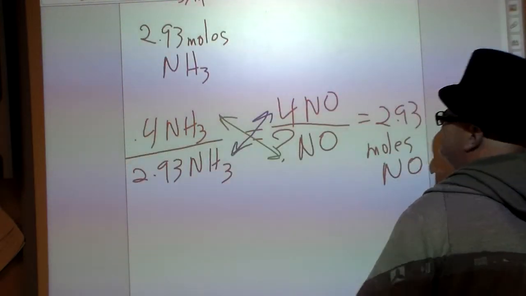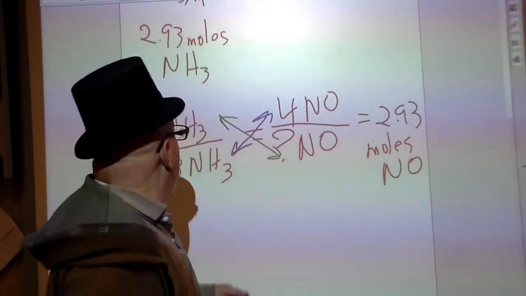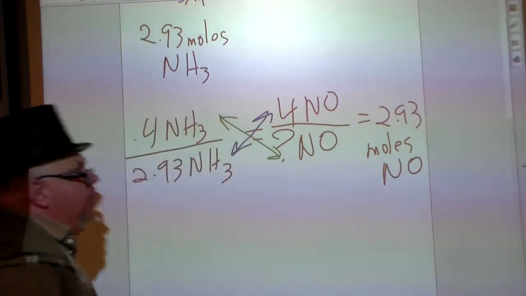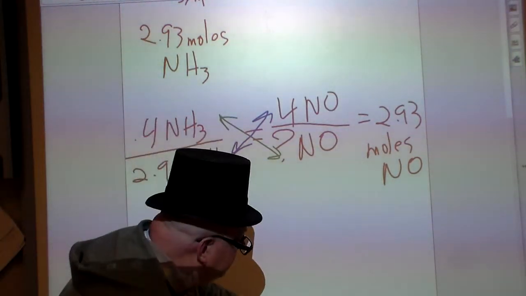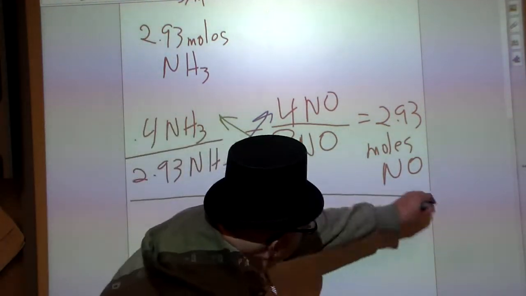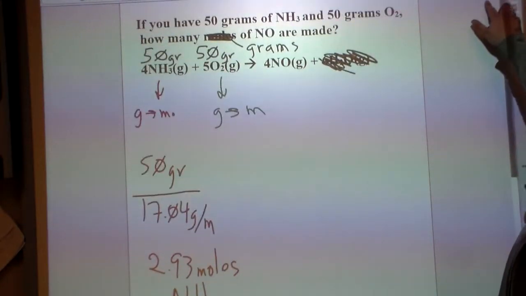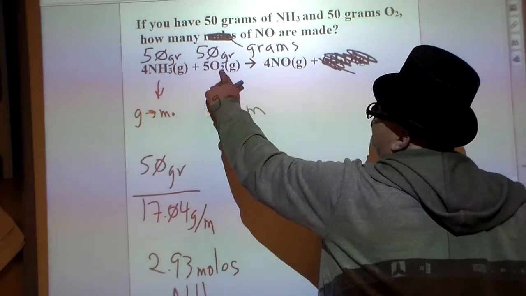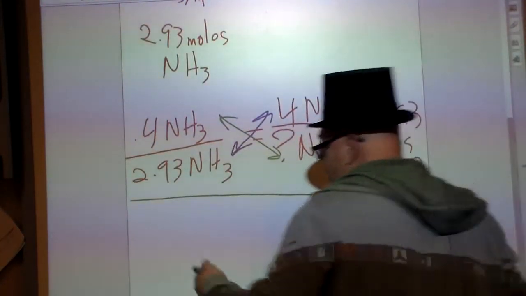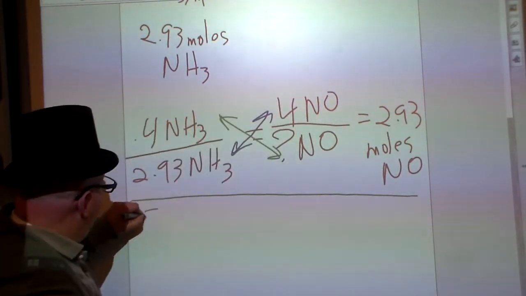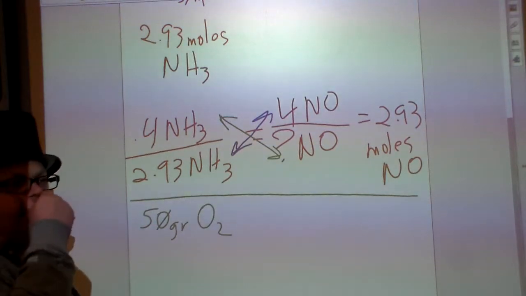But now we got to do the second work. And the second work, ladies and gentlemen, has to do with, okay, what about the oxygen? What about the oxygen at this point? And I'm going to switch to another color. I'm going to switch to green. So, in this case here, for our oxygen, they gave us 50 grams of the O2. All right. So, I have 50 grams of O2. Okay.